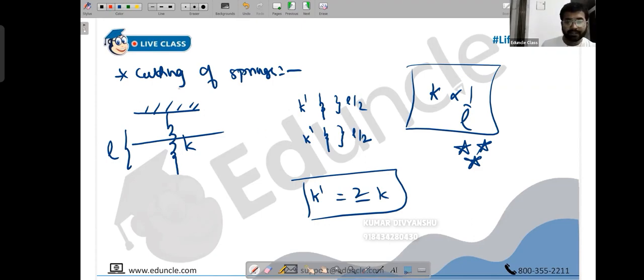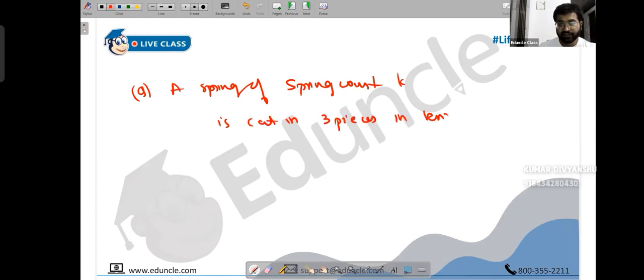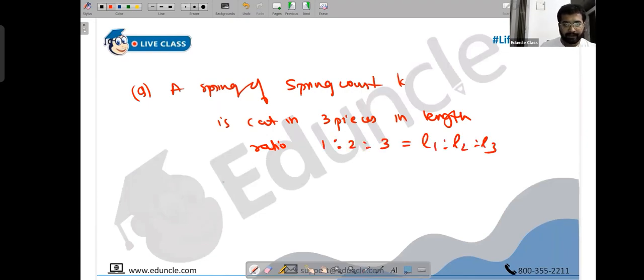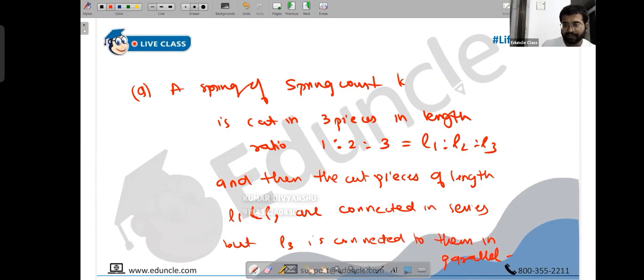Okay, sure. So what you can do is a question can be created here that a spring of spring constant K is cut in 3 pieces in length ratio 1 is to 2 is to 3, which is equals to L1 is to L2 is to L3. And then the cut pieces of length L1 and L2 are connected in series, but L3 is connected to them in parallel.